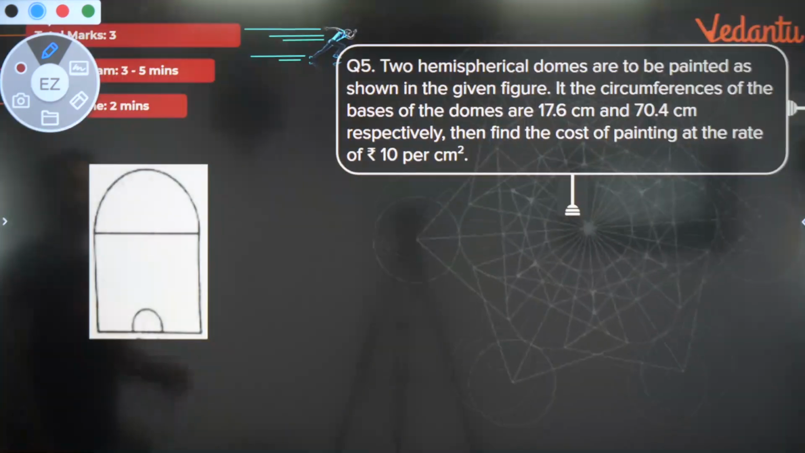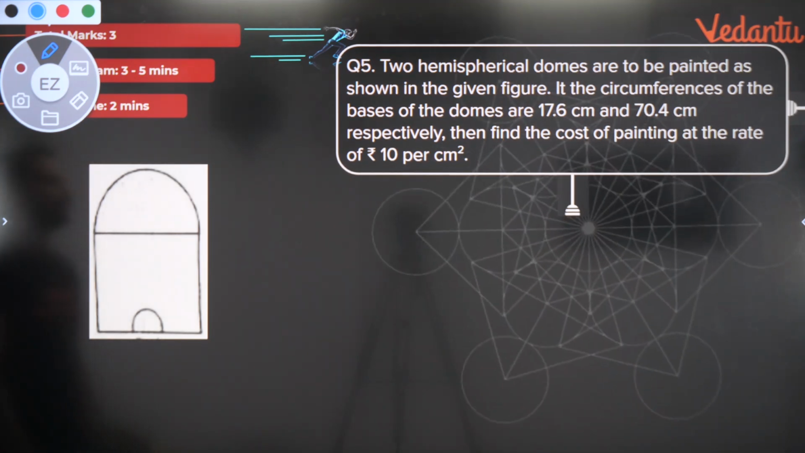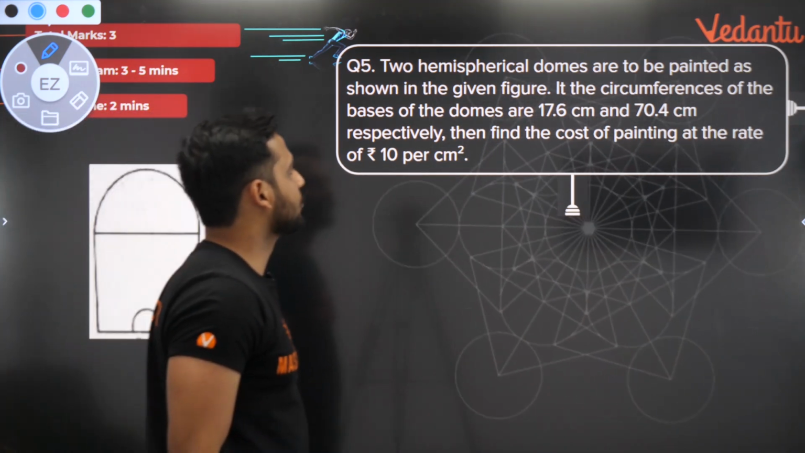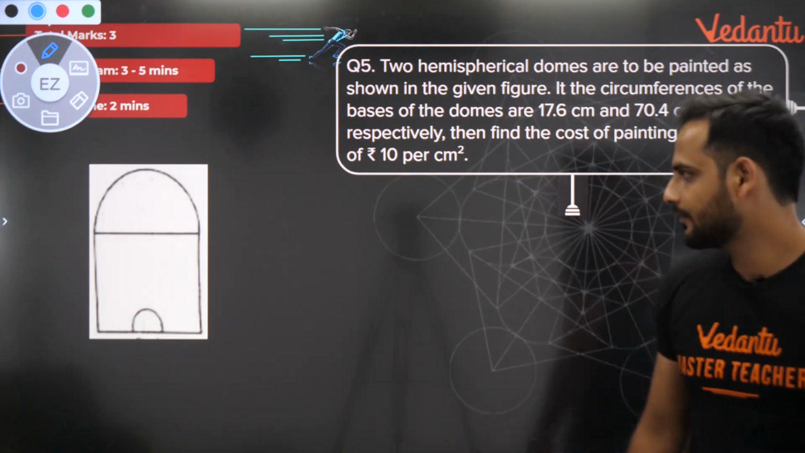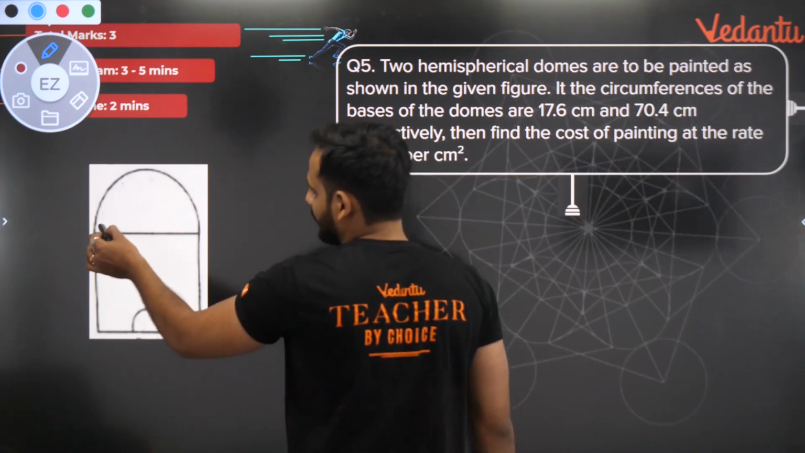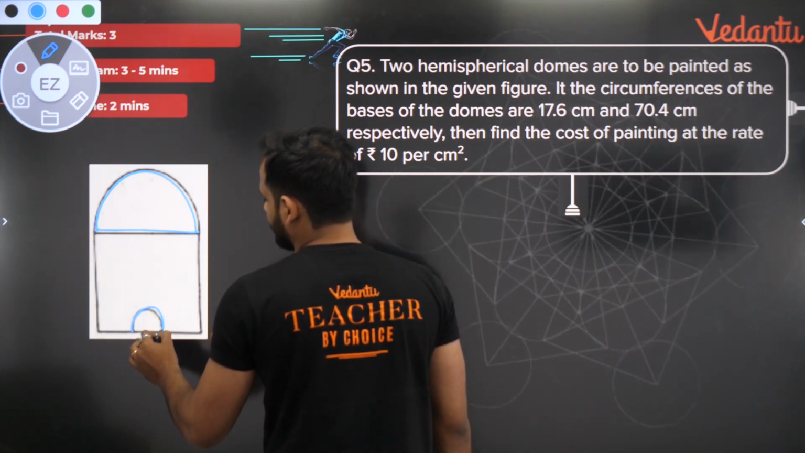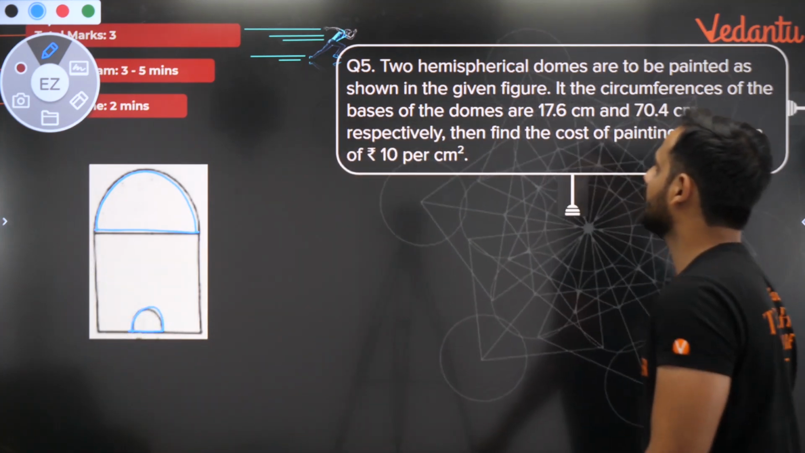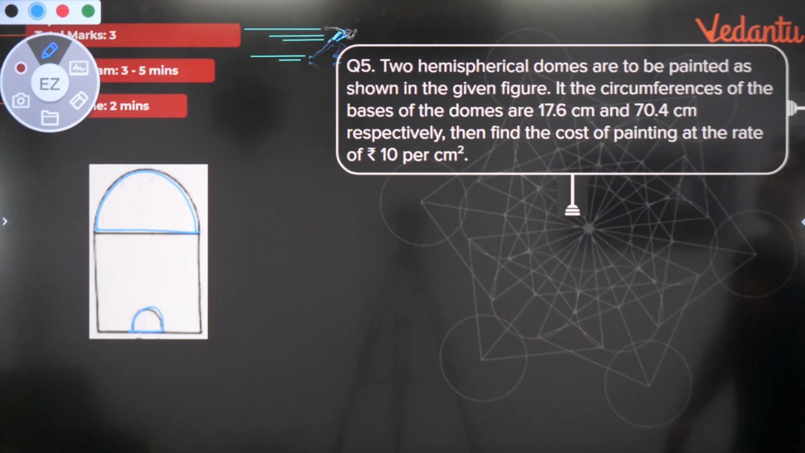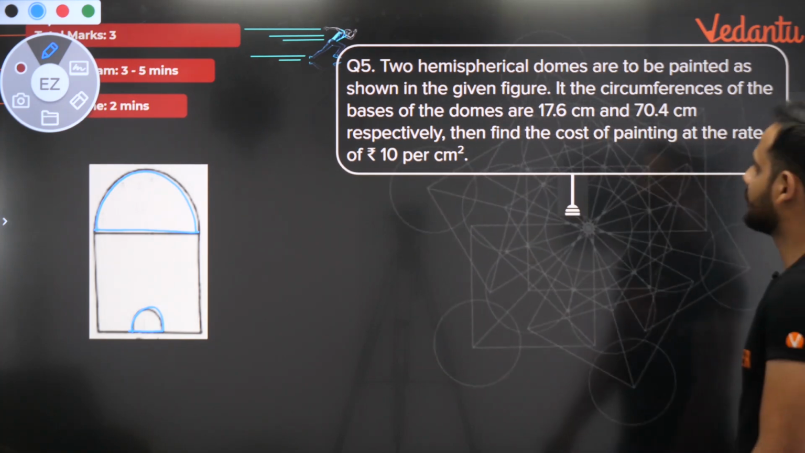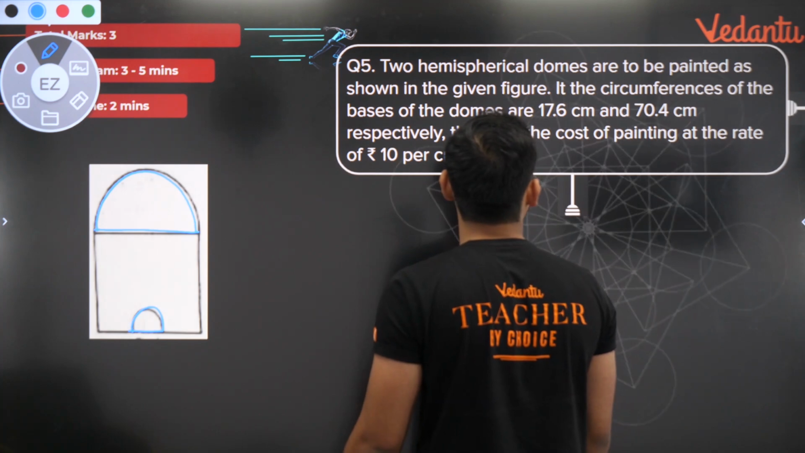The next part we have is this. Two hemispherical domes are to be painted as shown in the given figure. Hemispherical domes, that means only the hemispherical part, this hemispherical part and this hemispherical part. They are to be painted as shown in the given figure. If the circumferences of the bases of the dome are 17.6 centimeter and 70.4 centimeter.